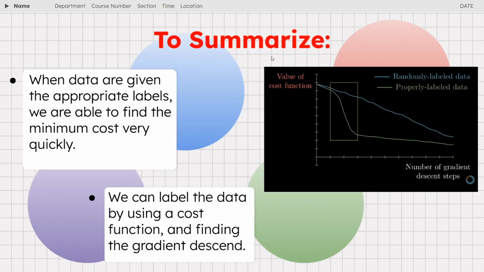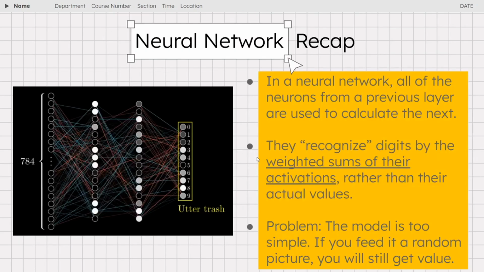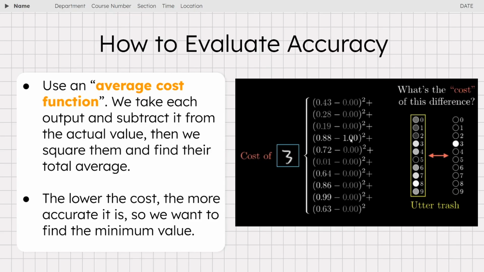A way to prevent this is labeling the data, and we could do this by using a cost function and finding the gradient descent. So if we go back to the beginning, this is how we label the data. If the data is supposed to be a 3, you subtract it from 1. So this high value minus 1, you're going to get a low value. And if the value is low, or if the difference is low, the overall cost is going to be low.